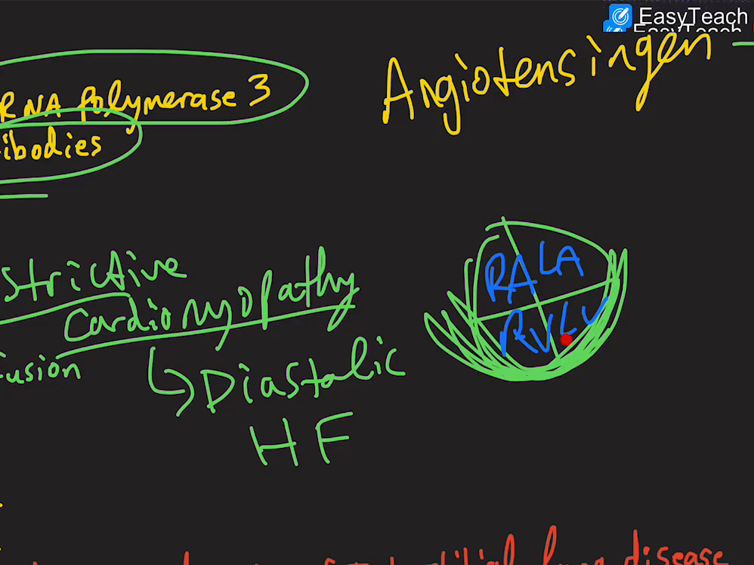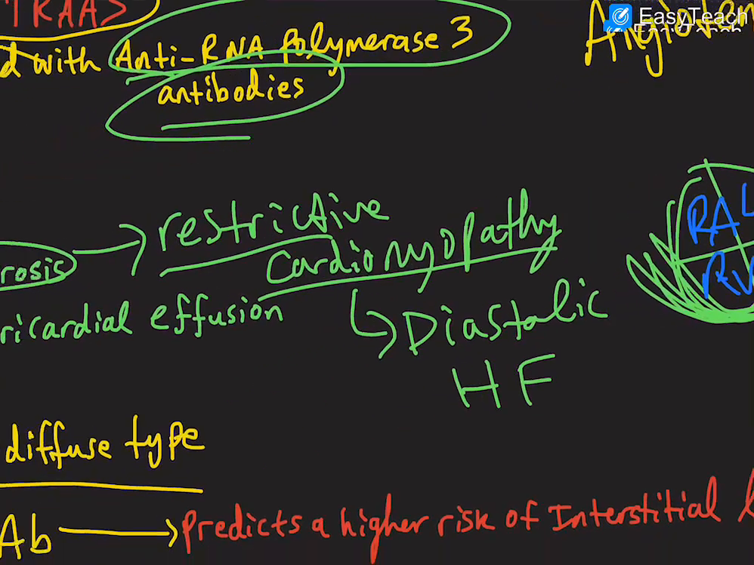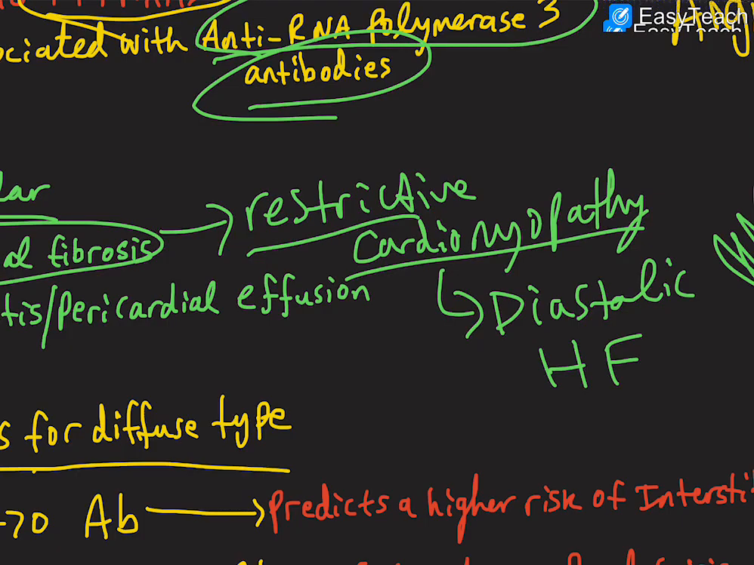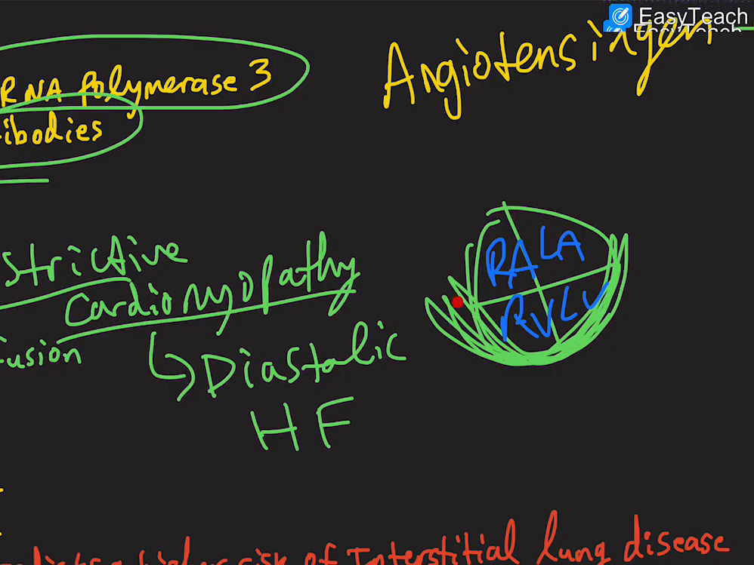So if it can't expand properly, it can't fill with enough blood. And if it can't fill with enough blood, it can't pump enough blood out and into the circulation. So this can lead to heart failure with preserved ejection fraction, because the ejection fraction is actually preserved, but it's still heart failure because it can't fill with enough blood. And if you can't fill with enough blood, then you can't pump enough blood out, which can lead to ischemia of your organs.